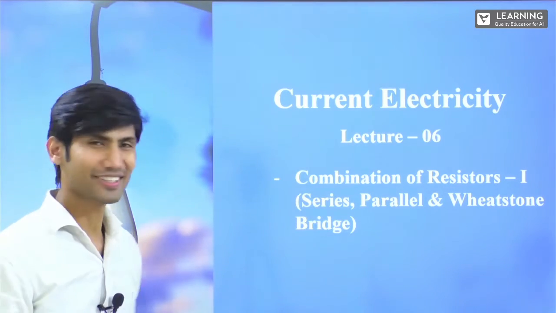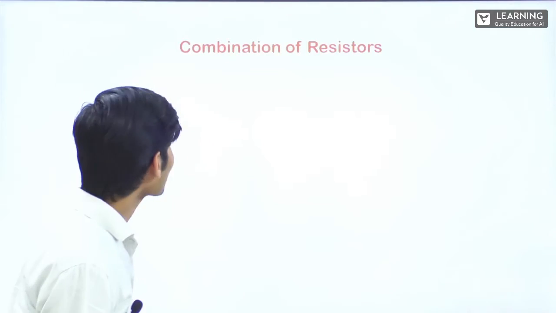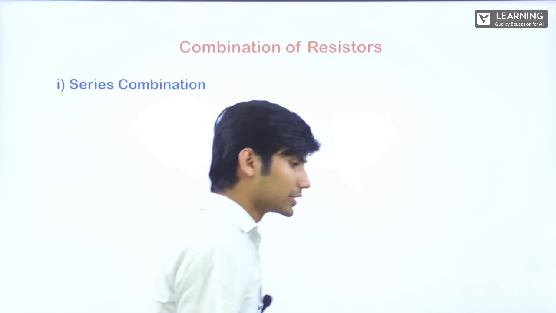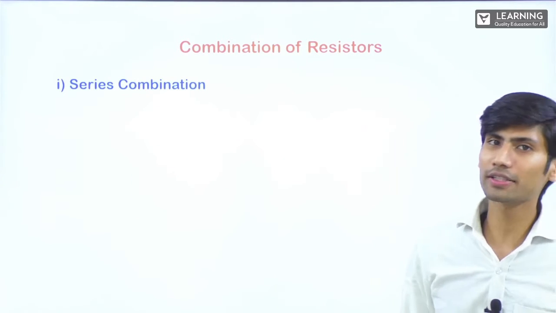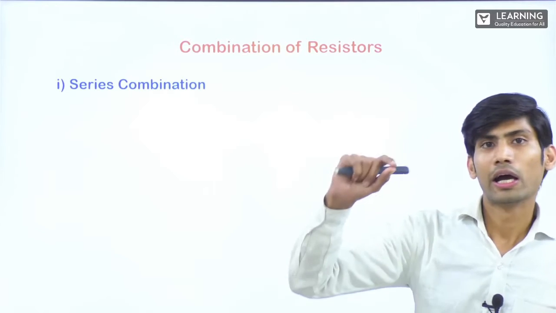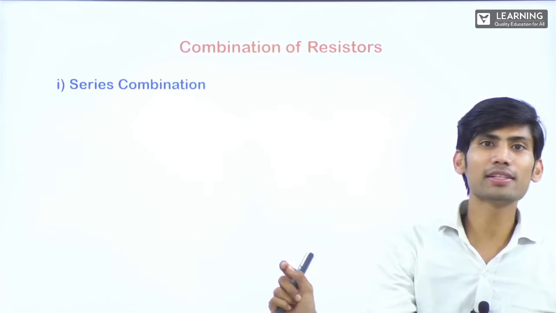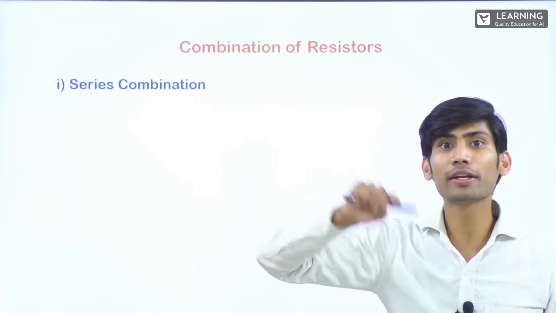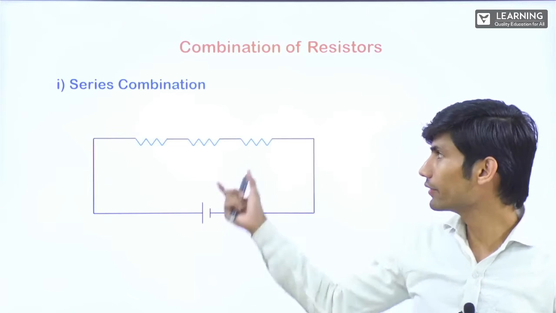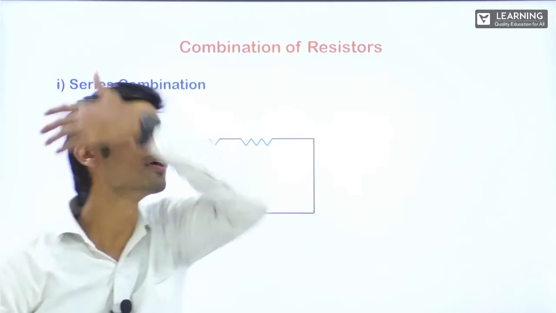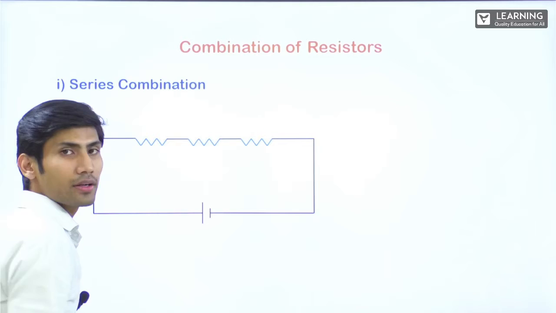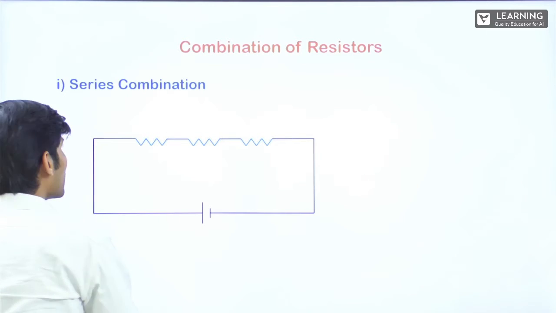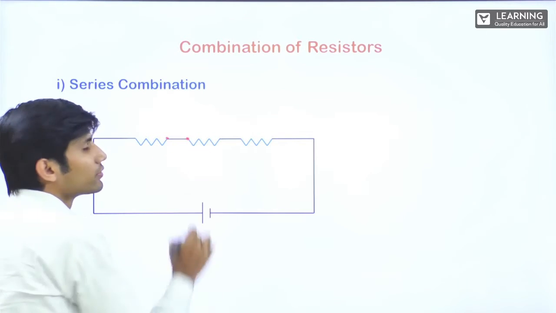Let us start with the revision of what you already know. Combination of resistors. So now, first is series combination. When do we call that two resistors are in series? When the tail of the first resistor is connected to the head of the second resistor directly and there is no other connection between them. Right? If you see this particular combination, here, this is a resistor. The tail of this resistor is connected to the head of this resistor.